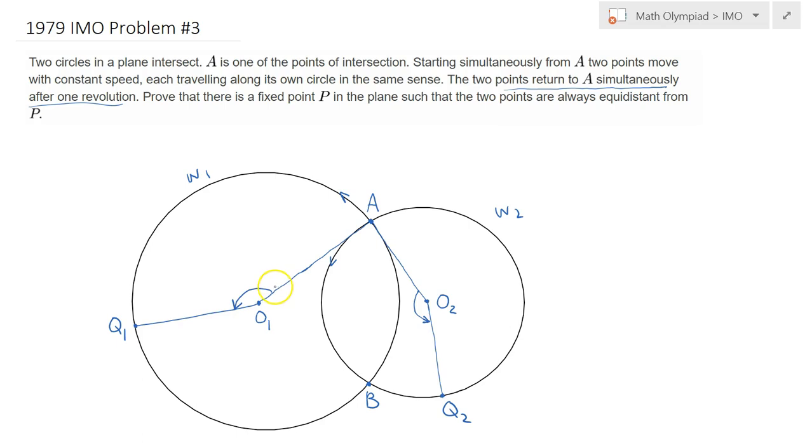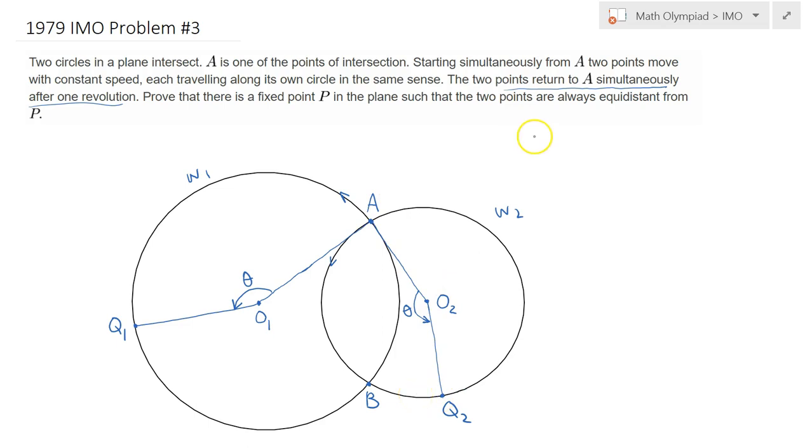So they trace the rate of change of the angle, the central angle here. Let's call this angle theta, right? So they go in the same speed. So for instance, after a certain time, if particle 1 is at point Q1, particle 2 would be at a point such that angle AO1Q1 is equal to angle AO2Q2, right?